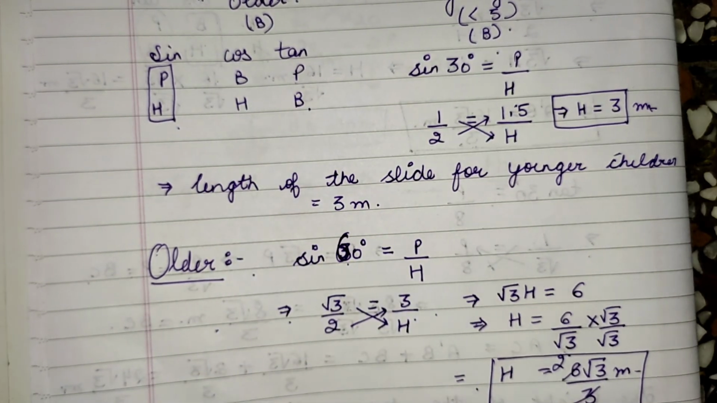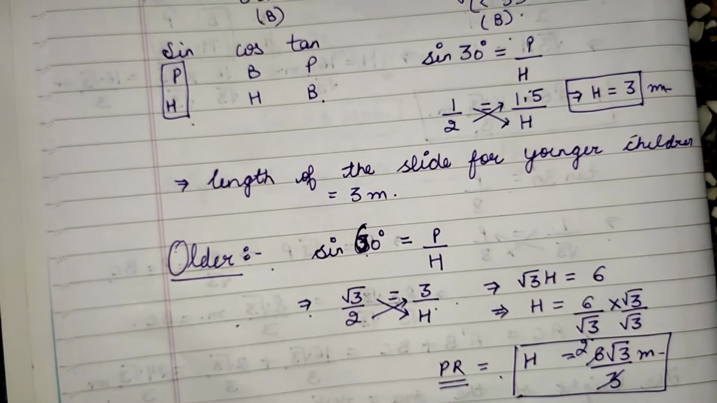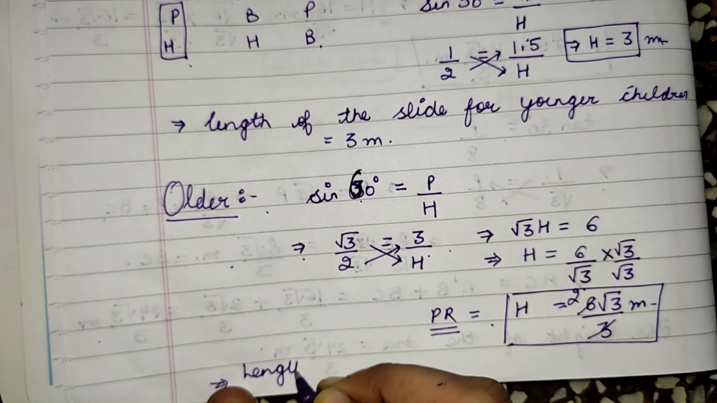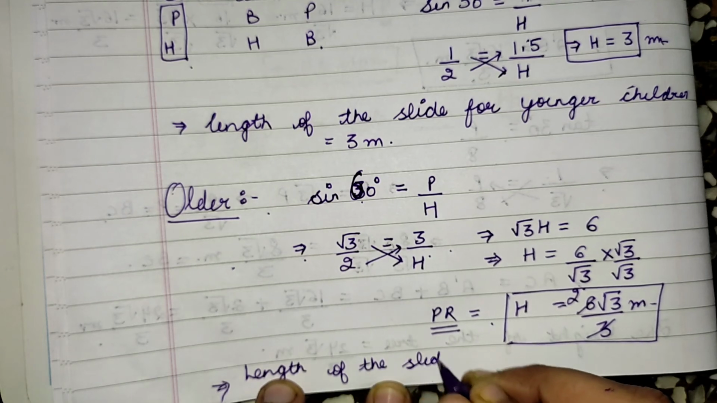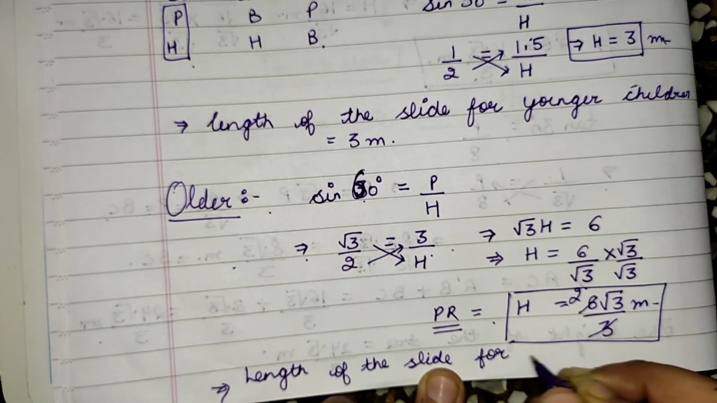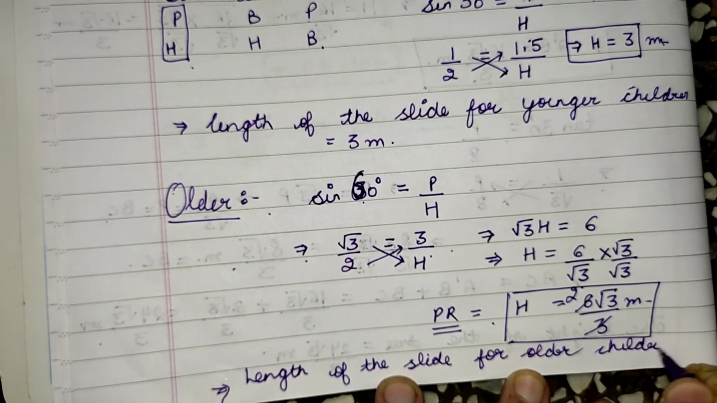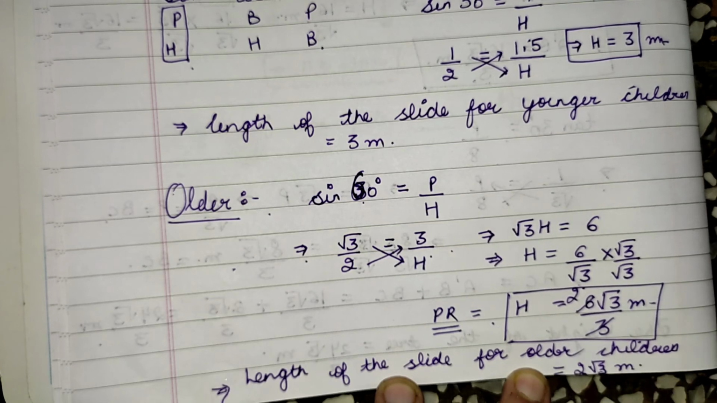So hypotenuse is my PR. PR is equal to hypotenuse. So write down your answer in the exam such that the length of the slide for older children is equal to 2 root 3 meter. Okay.